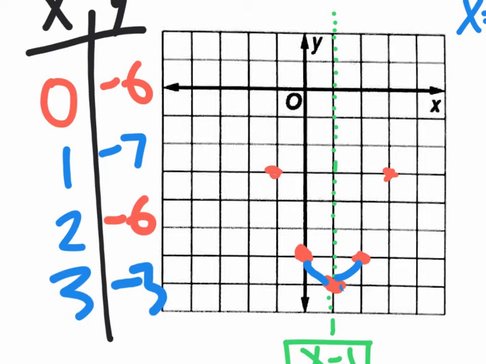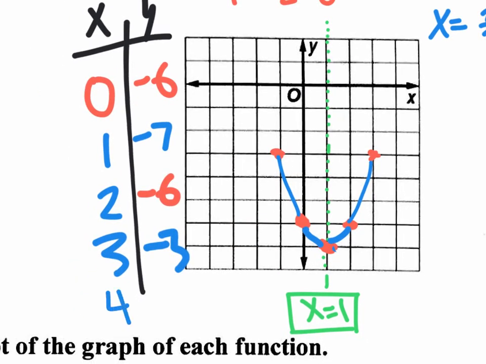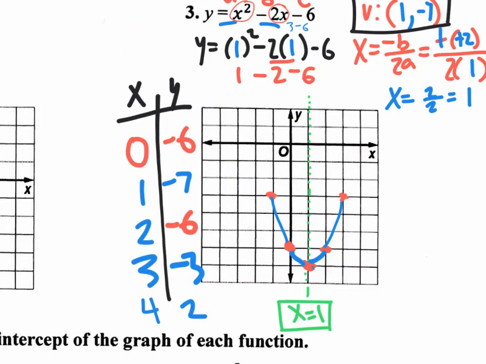And ladies and gentlemen, that's already good enough. I guess it would be nice to plug in one more. Let's plug in 4 just for kicks. So 4 squared is 16. 2 times 4 is 8. 16 take away 8 is 8. 8 take away 6 is 2. So when I plug in a 4, I get out a 2. Let me plot that up there. 1, 2, 3, 4, 2. It's right on the edge. You could map it over to the other side. And that is your final answer, your final graph.